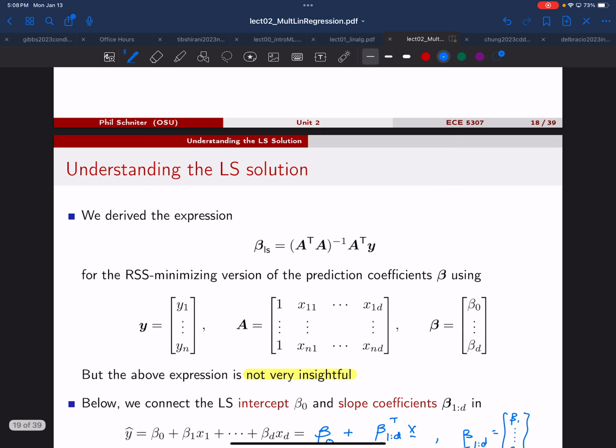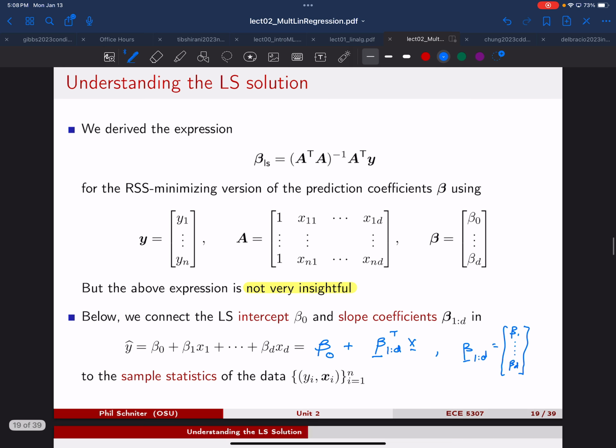My iPad doesn't have a chart. Can I take a picture of this slide 19? Thank you.